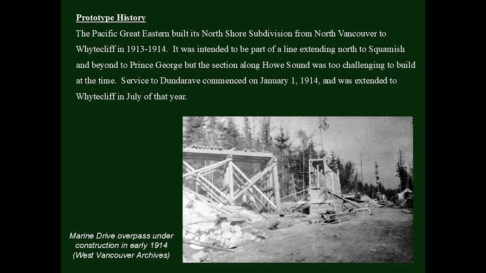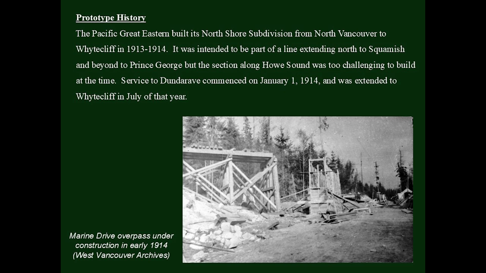The Pacific Great Eastern Railway built its North Shore subdivision from North Vancouver to Whitecliff in 1913 and 1914. It was intended to be part of a line extending north to Squamish and beyond to Prince George, but the section along Howe Sound was too challenging to build at the time. Service to Dunderave commenced on January 1st, 1914, and it was extended to Whitecliff in July of that year.